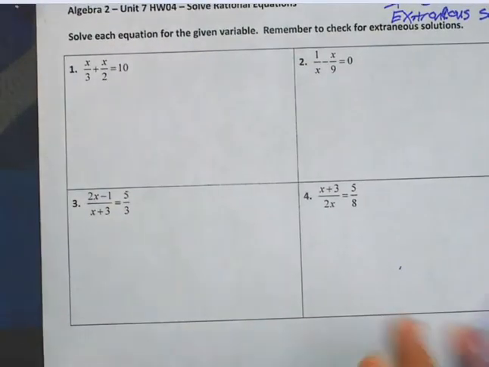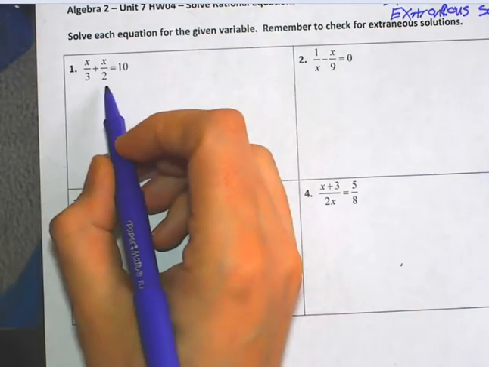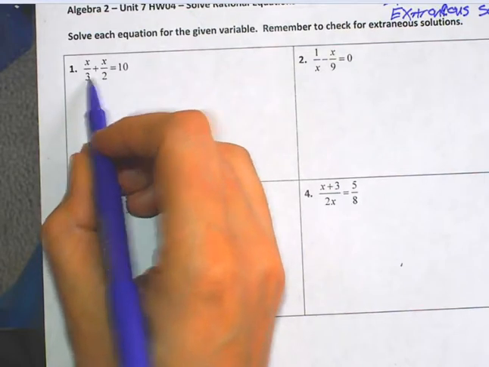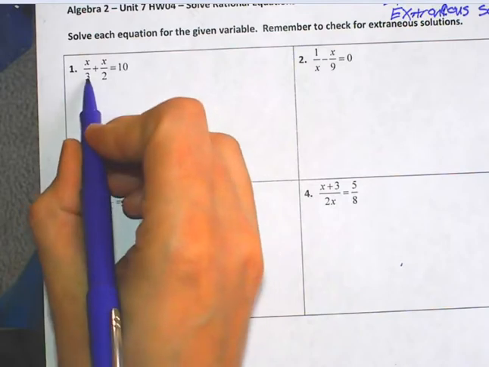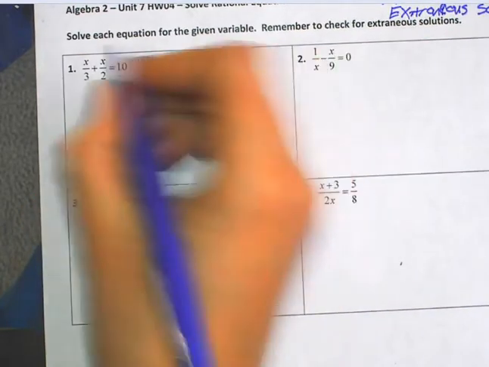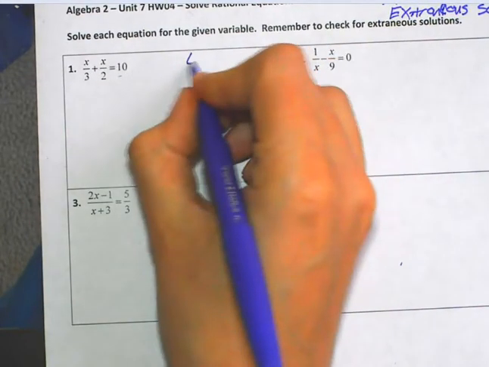All right, so the first thing is to factor my denominators. There's nothing to factor, so I want to find the least common denominator. The least common denominator is going to be 6. So if I look here, 3 and 2, I don't have anything in common, so I know that I can make 6 the denominator for everything. So the least common denominator is 6.